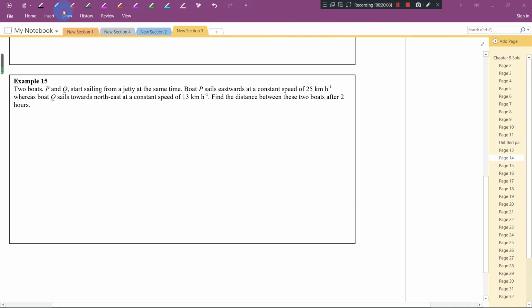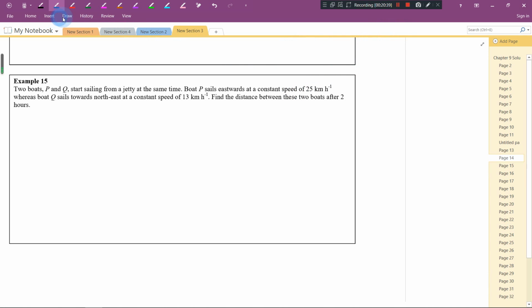Okay, let's try one more question. This will be the last example that I will discuss with you in this video. Two boats P and Q start sailing from a jetty. At the same time, boat P sails eastward at a constant speed of 25 km per hour, whereas boat Q sails towards northeast at a constant speed of 13 km per hour. Find the distance between these two boats after 2 hours.